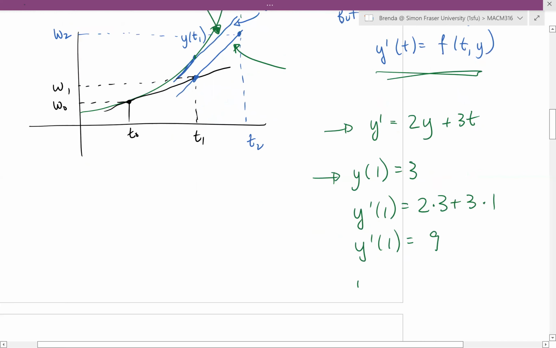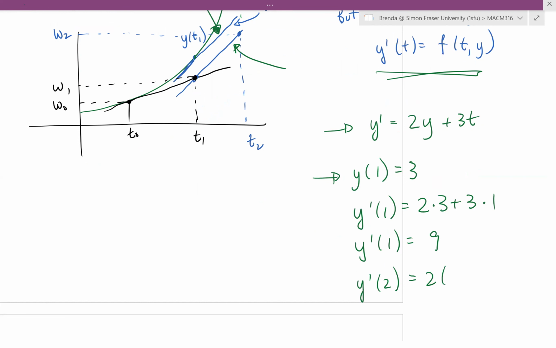Now, if I want to calculate y prime at 2, that is going to be 2 times y at 2 plus 3 times 2. And I just estimated this according to my scheme, so I plug that in, and I get y prime at 2. That allows me to draw that line. You can always calculate the derivative. I have a differential equation. I can't calculate the function because I don't know the function.